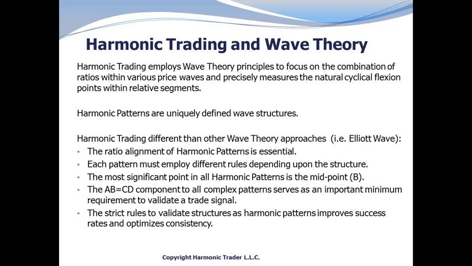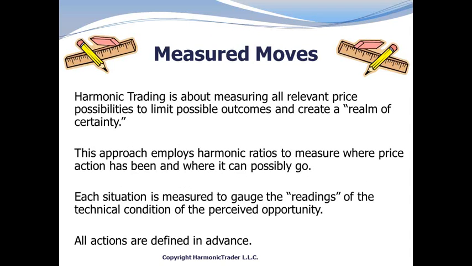The ratio alignment of harmonic patterns is essential. Each pattern must employ different rules depending upon the structure. The most significant point in all harmonic patterns is the midpoint at B. The ABCD component of all complex patterns serves as an important minimum requirement to validate a trade signal. The strict rules to validate structures as harmonic patterns improve success rates and optimize consistency.